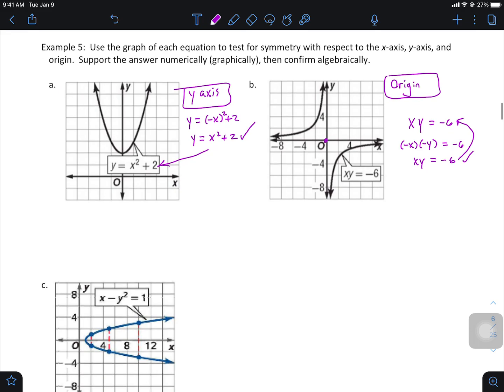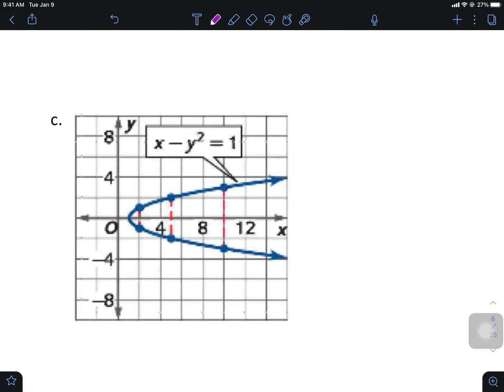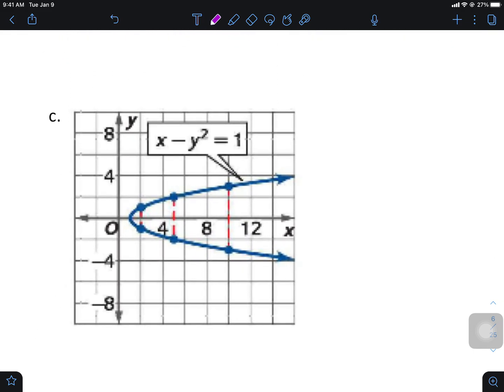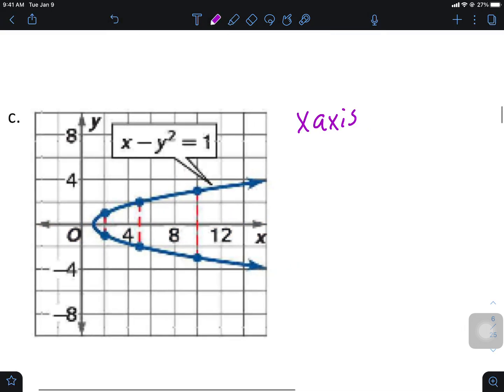Okay, and then the last one here, you could probably take a guess here. This one's going to be x-axis symmetry. All right, and that's because here's your x-axis right there. There's your axis of symmetry, happens to be the x-axis, so let's verify that one. That one, you plug in negative y, and then equals 1. Visually, it looks like it here.